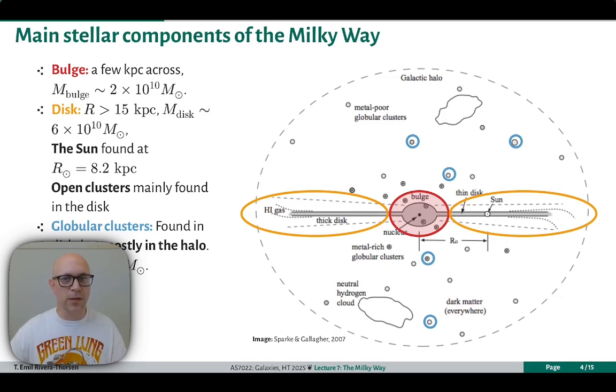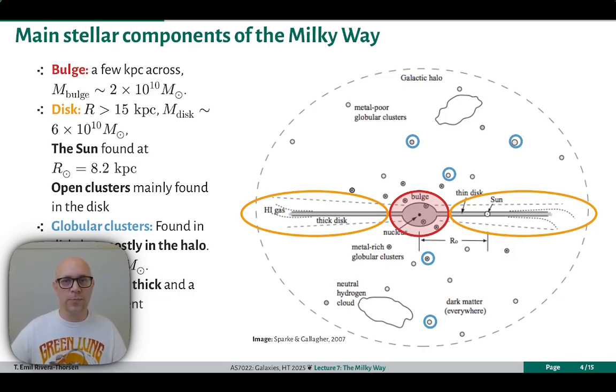Then we have globular clusters. As I said, these are found in the disk, but mostly in the halo. And there are both metal-rich and metal-poor globular clusters, as we have seen before. The mass of a globular cluster is typically about 10^5 solar masses, but they can grow as large as a few times 10^6 solar masses, which is basically the size of small galaxies.